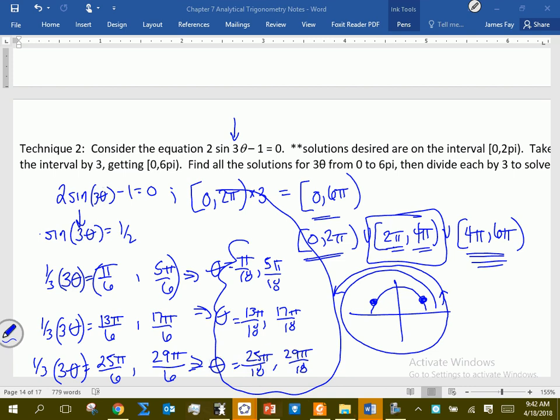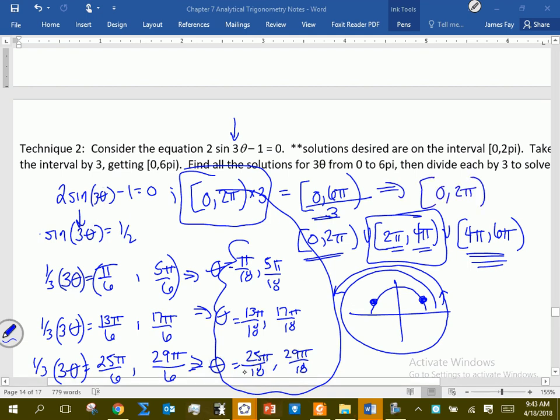And what happens there, okay, so initially we increased our period, right? Increased our domain that we're looking at, okay? And that gave me the idea to look at 3 revolutions. These solutions, when I divide the 3 theta by 3, get me back to 0 to 2 pi. So what that tells me is that all 6 solutions are between 0 and 2 pi.